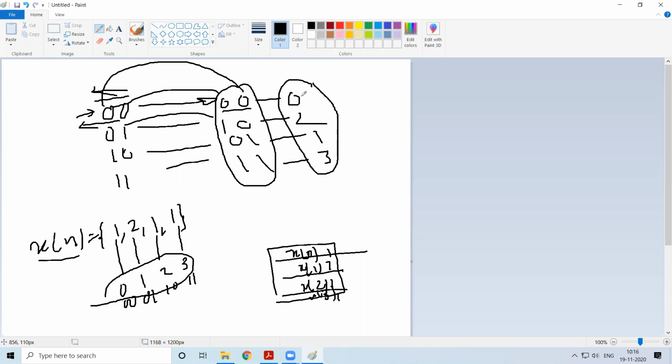It implies that the first sample is at this location, the next sample is at this location, the next sample is at this location, and the next sample is at this location. So this is how bit reversed addressing operates.